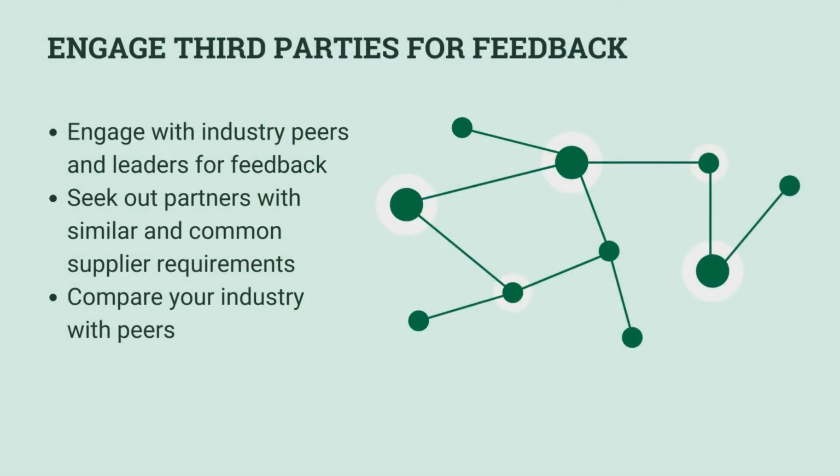Next, you should engage with industry peers and leaders for feedback. In cases of shared supply chains, you may be able to enact bigger change if you partner with others to have similar and common supplier requirements. Understanding where your industry is relative to others will also help you understand if the ambitions you have established are likely to be achievable, and if you are a leader or lagging behind peers.